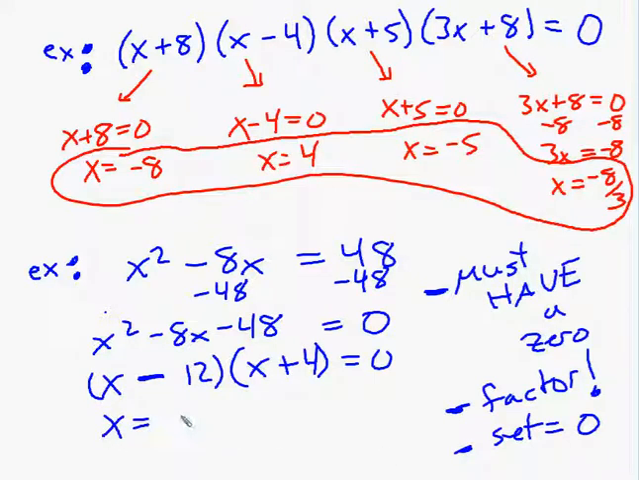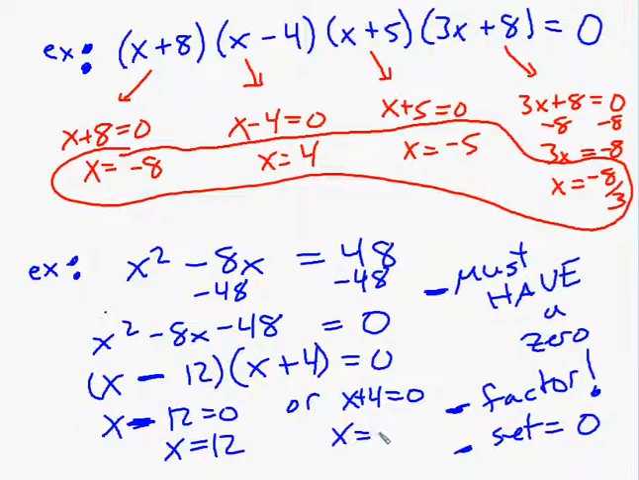So x minus 12 equals 0, or x plus 4 equals 0. You with me? One of these would have to be 0, and then I add the 12, so I have x is 12, or x is negative 4.